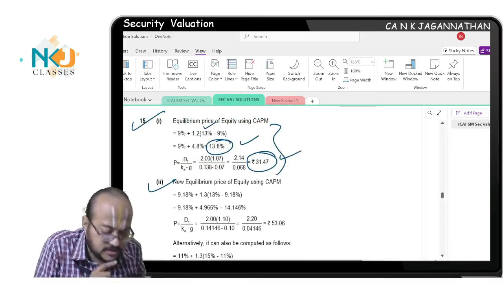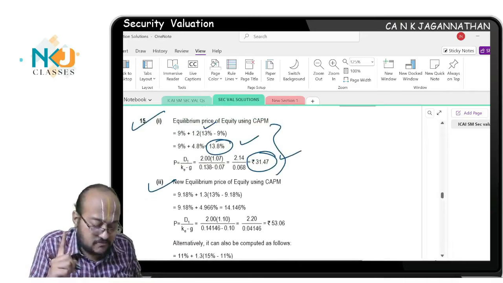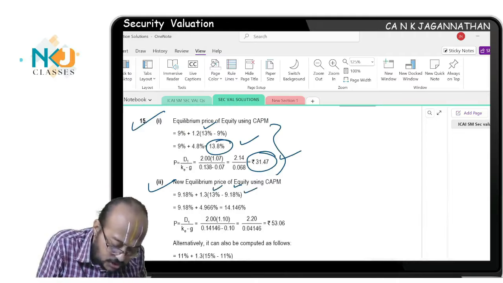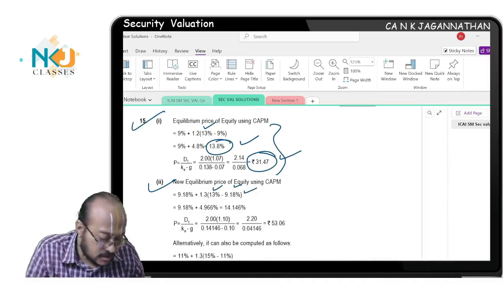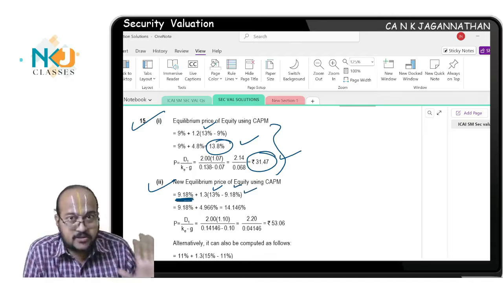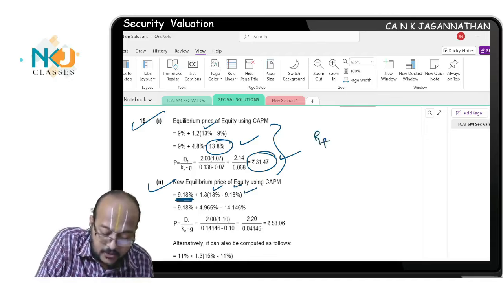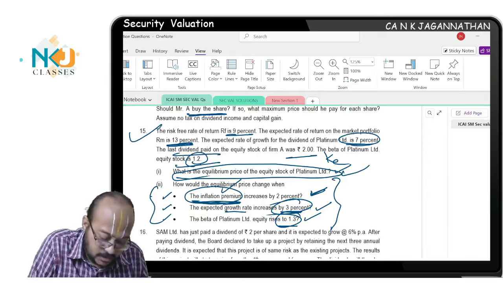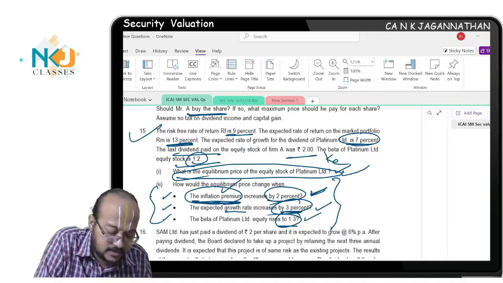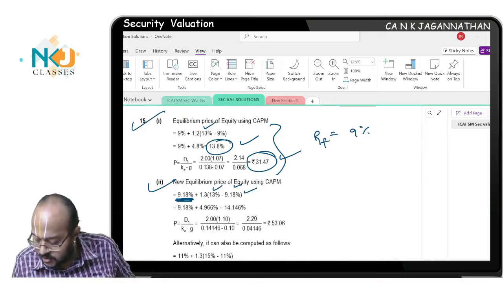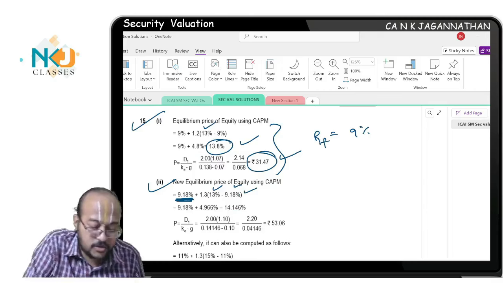See, 13% was the RM minus RF. RM minus RF, no change. RF becomes 9.18% in the second situation. Earlier, RF was 9%. Okay, what they have done, inflation increased by 2%. Simply take your calculator, 9% is there. 9 into 1.02, they have taken 9.18%.